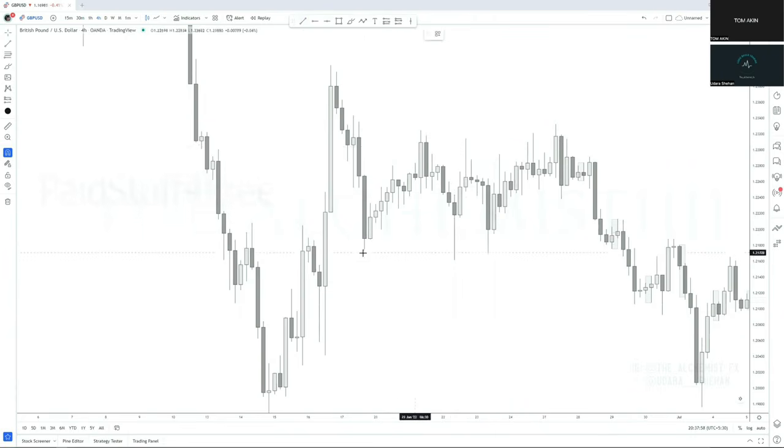After taking out this low right here, where will they go next? After taking out sell stops, they'll always go into buy stops. They take that out and then they give you another pullback.